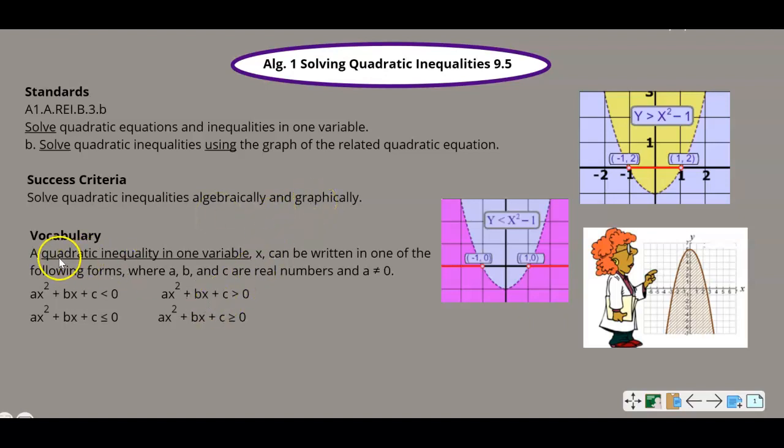Your vocabulary term for today, a quadratic inequality in one variable X, can be written in one of the following forms, where A, B, and C are real numbers. A cannot be 0. So you've heard me say this before. If A is 0, there is no quadratic. There's no x squared. Without an x squared, it would be a linear equation or inequality. So it has to have an A value to be quadratic. So A, B, and C are real numbers. A can be positive or negative, but it cannot be 0.